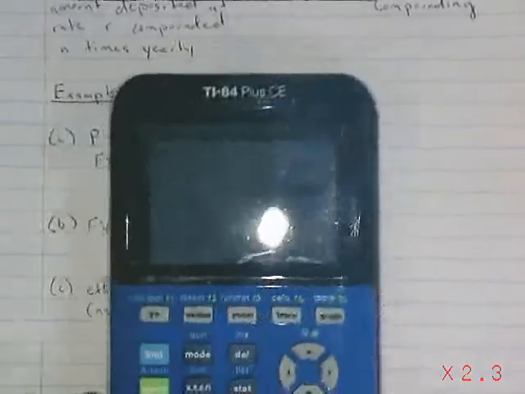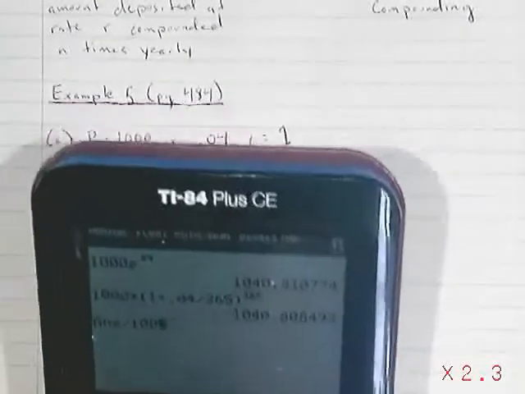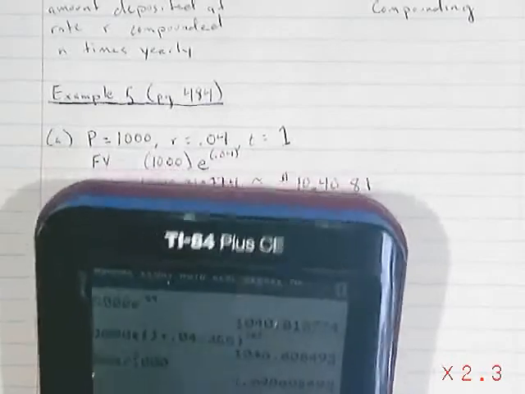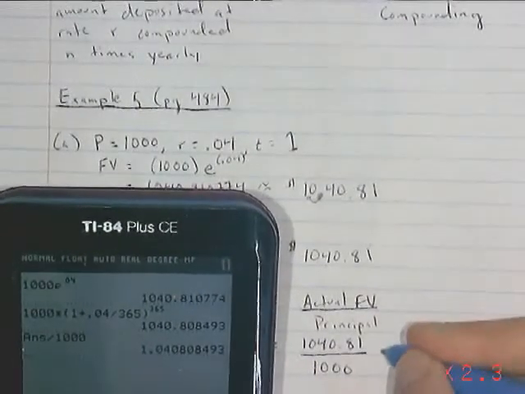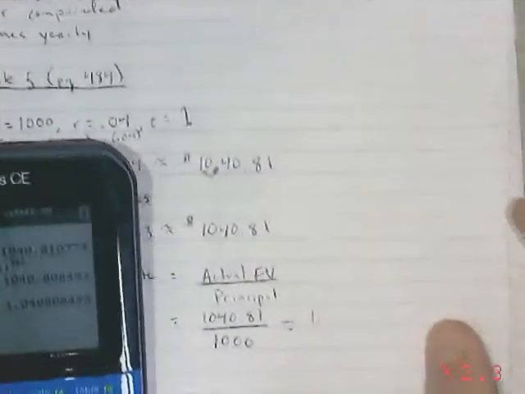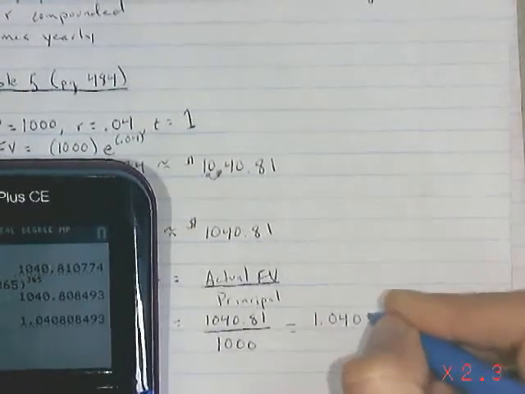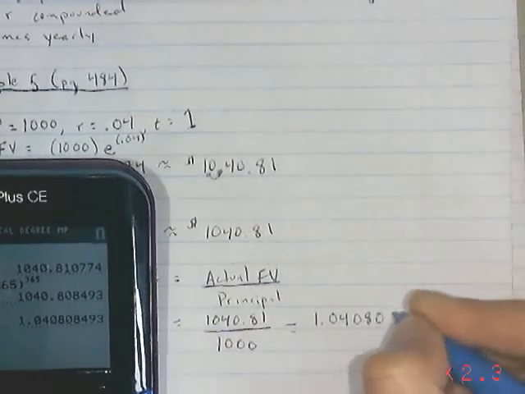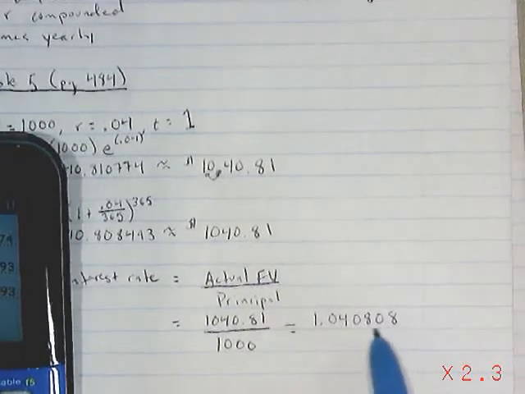Actually, let's just use this guy since it's fresh. So divide that by 1,000, and we get 1 point, let's make sure we can see that, 0.400808, and so this part is the actual interest rate.